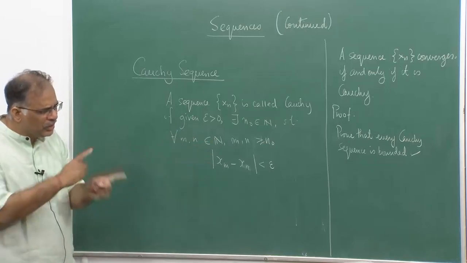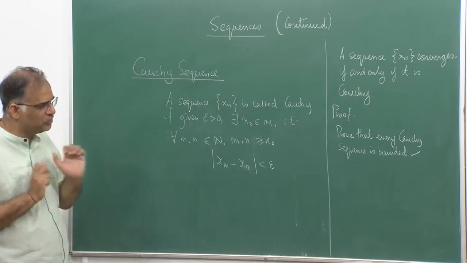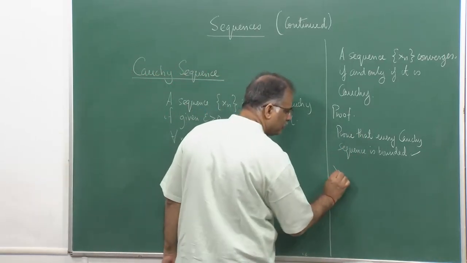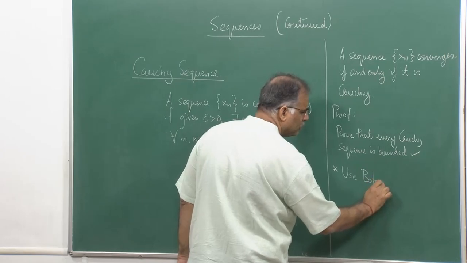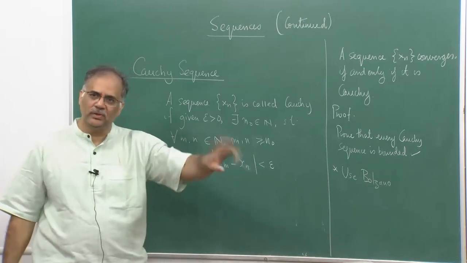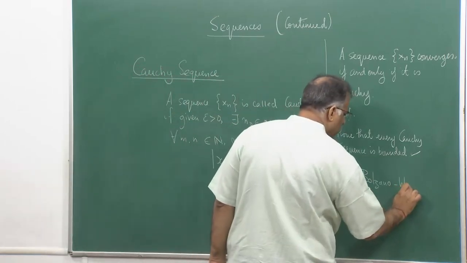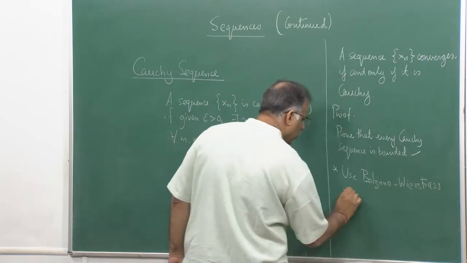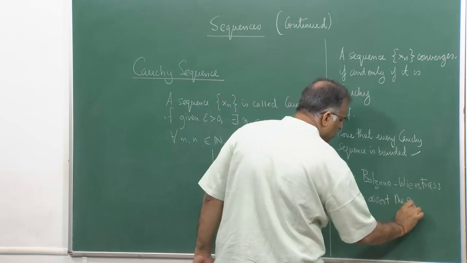I will leave this to you because you are now learning to do lots of proofs. We did some yesterday in the last class also. Anyway, my TA would write down the proof. Prove that every Cauchy sequence is bounded. This is the first step. Once you do that, the second step is to use the Bolzano-Weierstrass theorem to say that there exists a subsequence of that Cauchy sequence which converges. Use the Bolzano-Weierstrass theorem to assert the existence of a convergent subsequence. That's it.